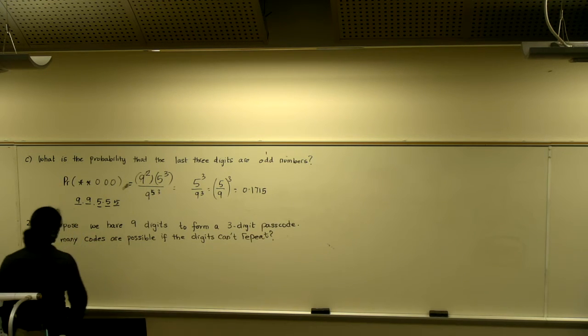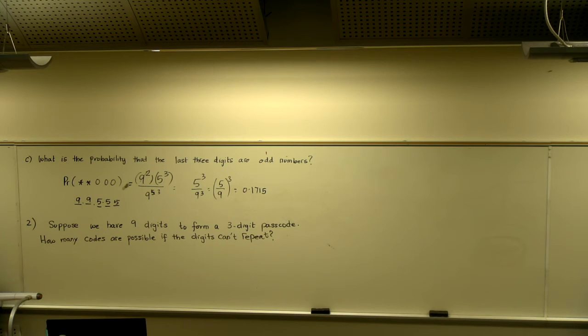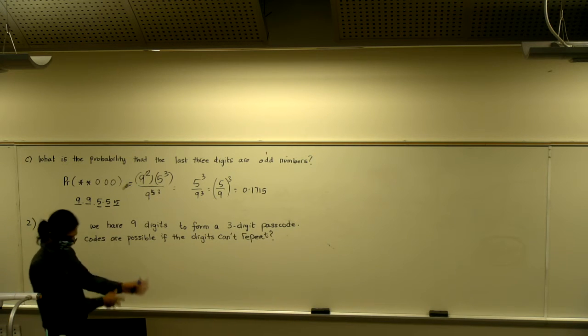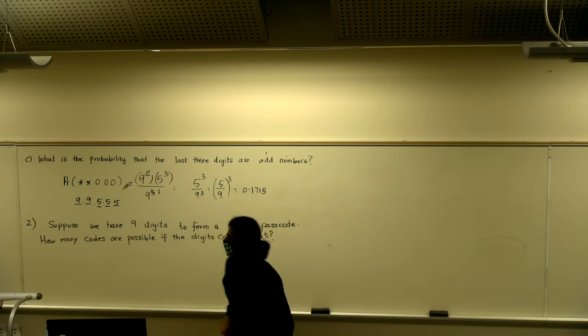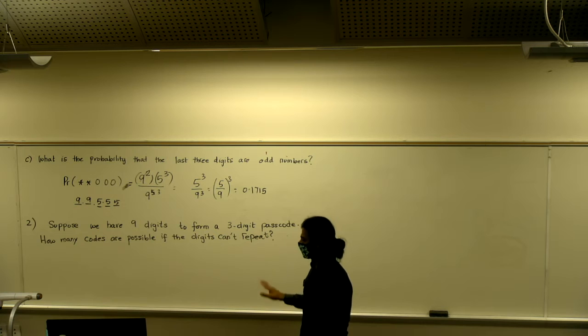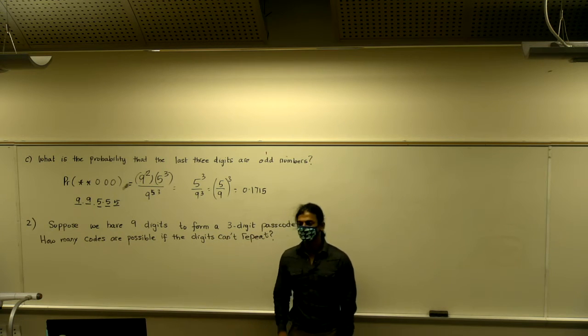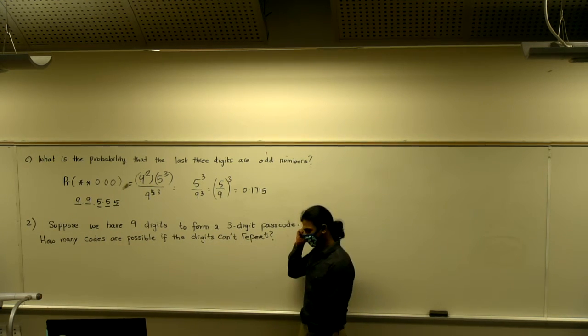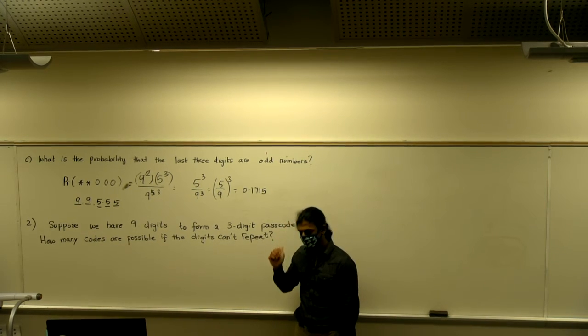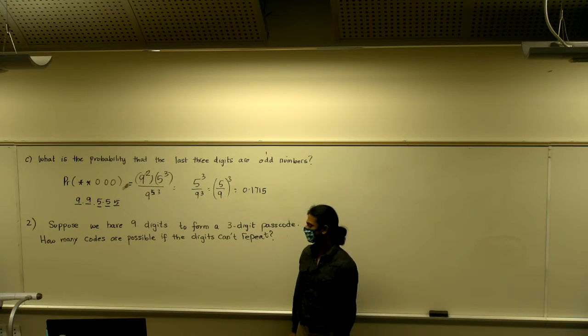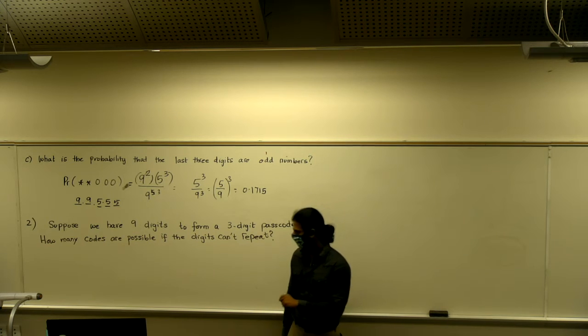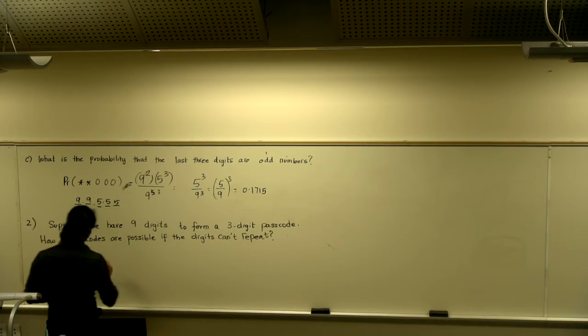Suppose we have 9 digits to form a 3-digit passcode. How many codes are possible if the digits cannot repeat? In other words, once you pick a digit, you can't put it again. So what type of problem is this? NPR. Why, Bailey? Enlighten us. Because there's no replacement and the order does matter.